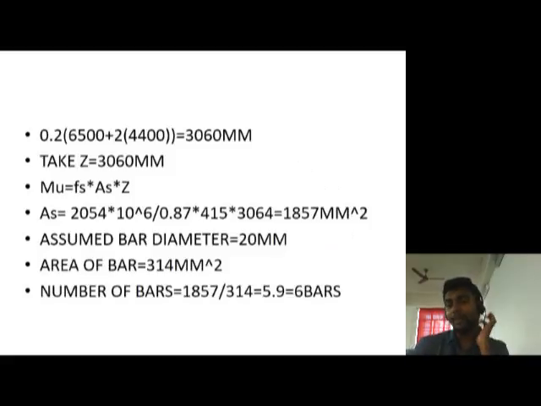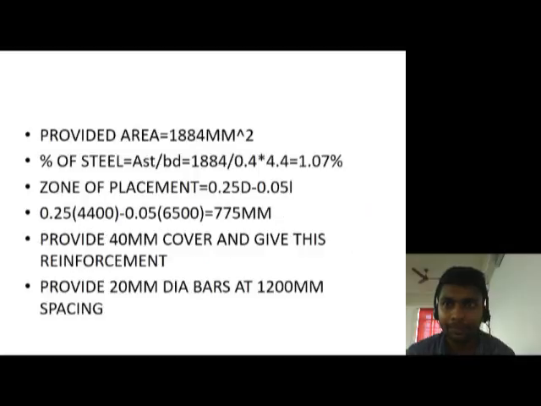We should assume the diameter of the bar around 20 mm. Then the area of the bar is pi by 4 into D square, and we will be getting the area of the bar around 314 mm square. Then we will find the number of bars. The total number of bars is found by the total area of the steel divided by the area of the bar. The provided area will be 1884 mm square.